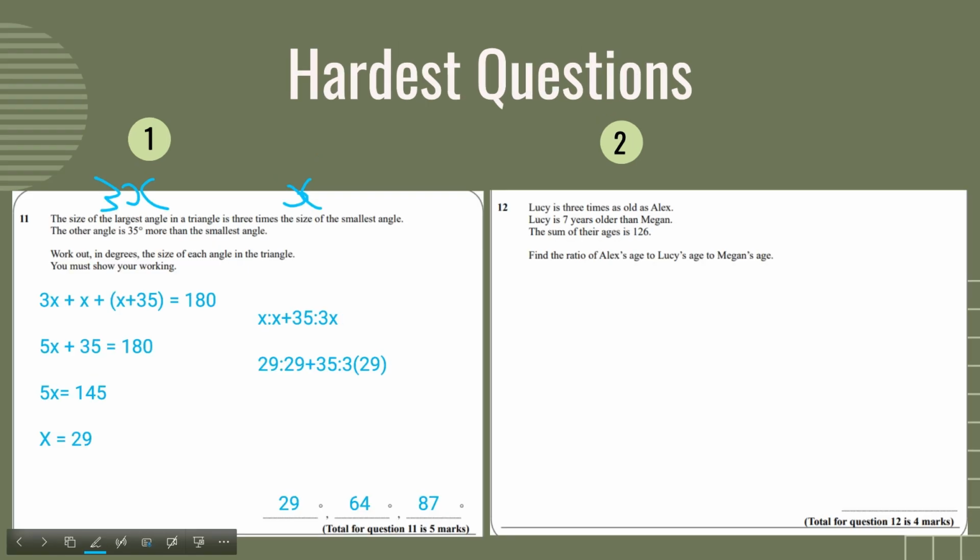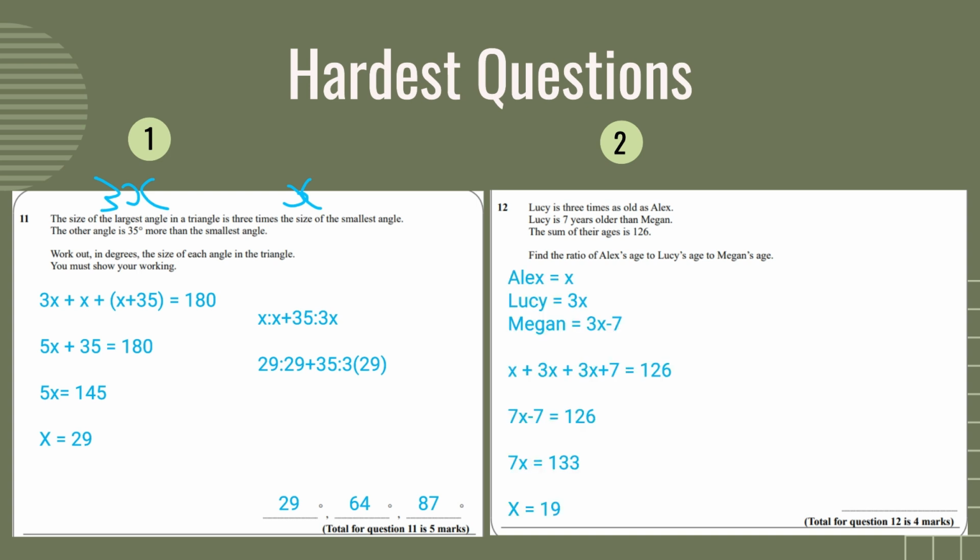Question 2 says, Lucy is 3 times as old as Alex. Lucy is 7 years older than Megan. The sum of all their ages is 126. Find the ratio of Alex's age to Lucy's age to Megan's age. First, we know that Alex equals x, as he's the youngest. Lucy equals 3x, as she's 3 times older than him. And Megan is 3x - 7, because Lucy is 7 years older than Megan.